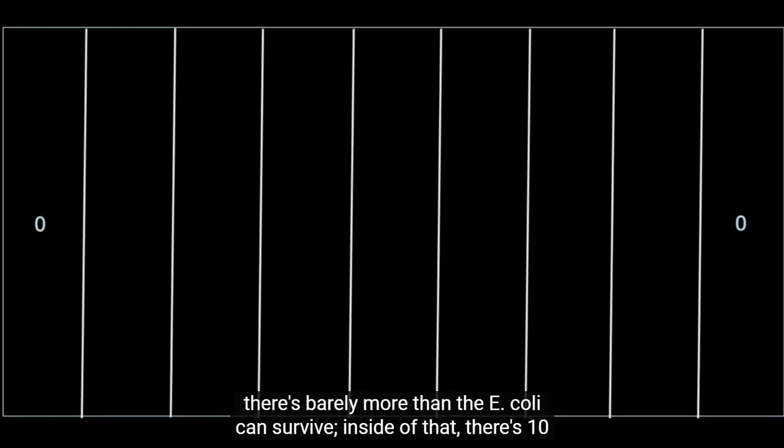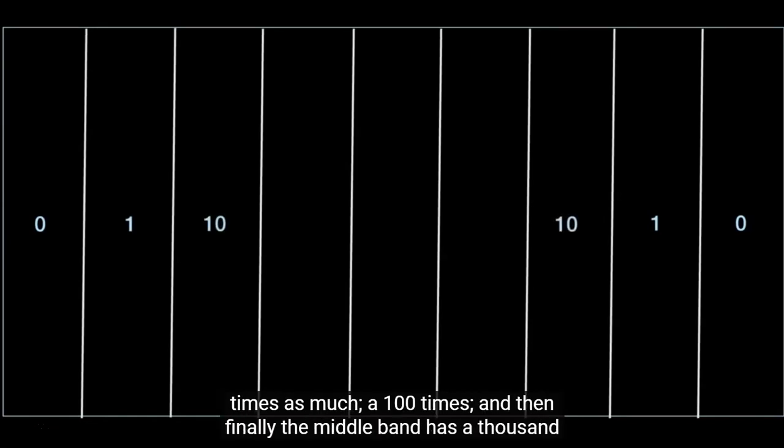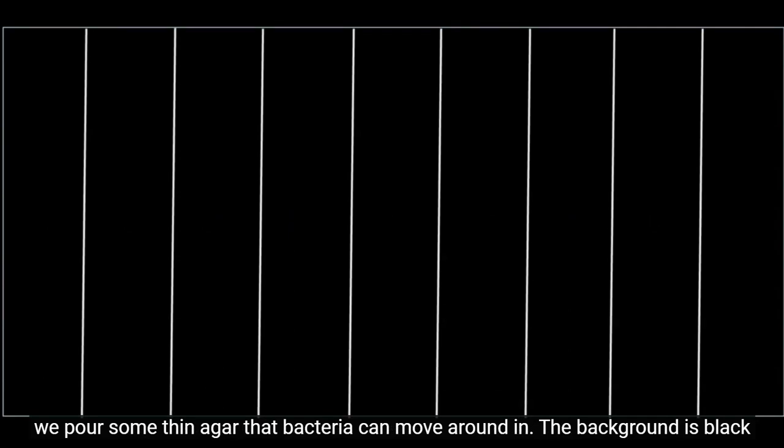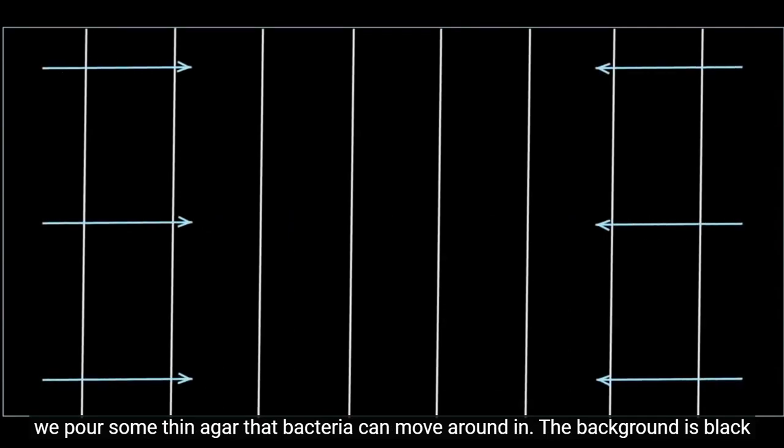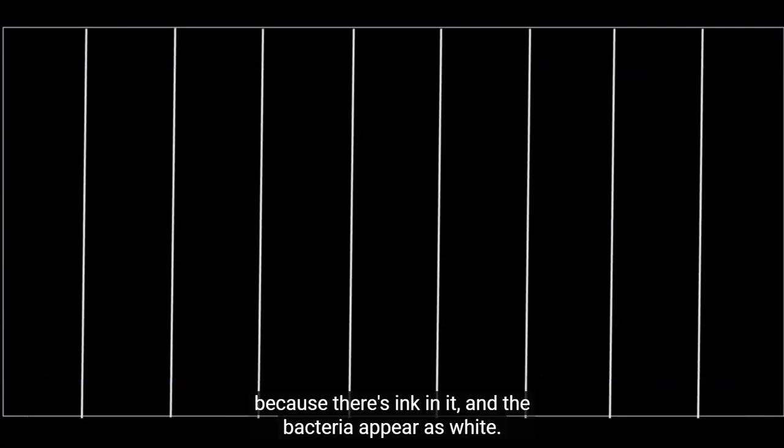Just in from that, there's barely more than the E. coli can survive. Inside of that, there's 10 times as much, 100 times, and then finally the middle band has 1,000 times as much antibiotic. And then across the top of it, pour some thin agar that bacteria can move around in. The background is black because there's ink in it, and the bacteria appear as white.